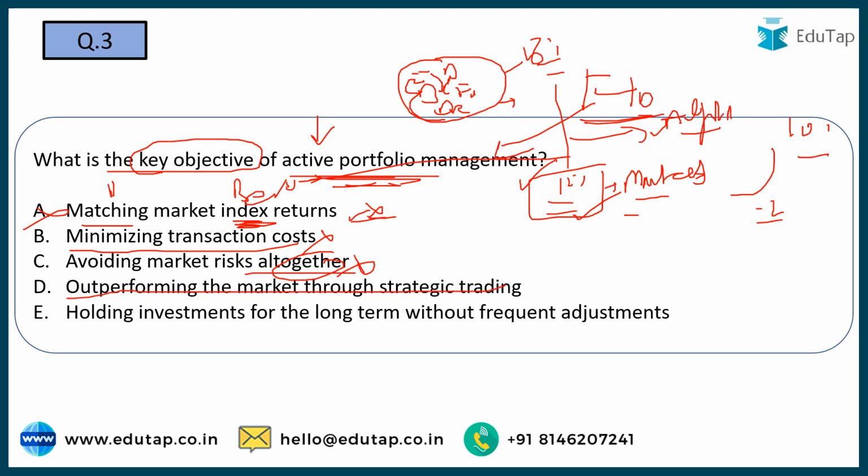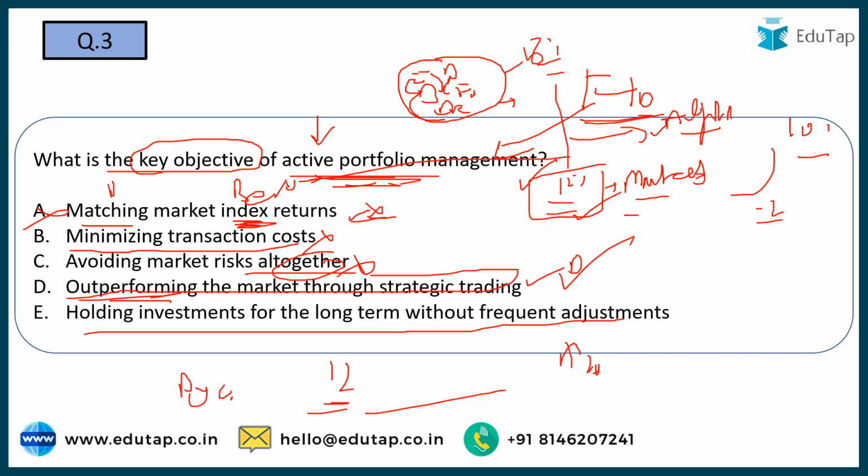Outperforming the market through strategic trading. This is what the correct answer will be, because you are outperforming. Outperforming means you are beating the market returns. So if market is offering me 12%, I will try to go above 20. I want to create alpha of more than 8%. Okay. Therefore, the correct answer over here will be option number D.